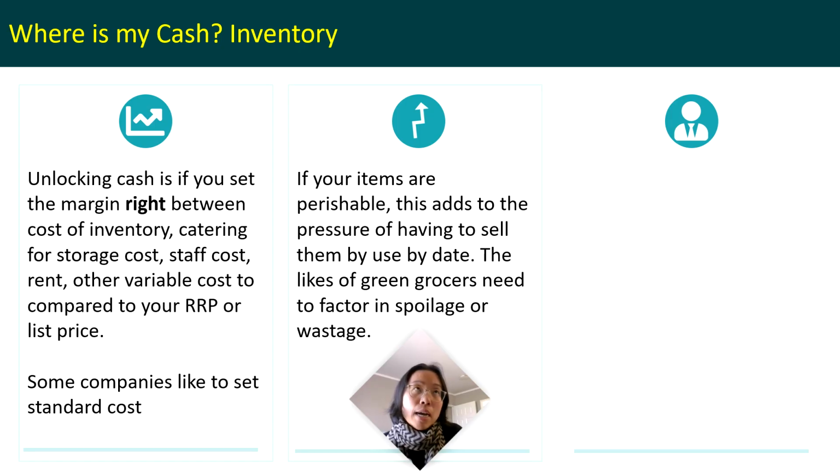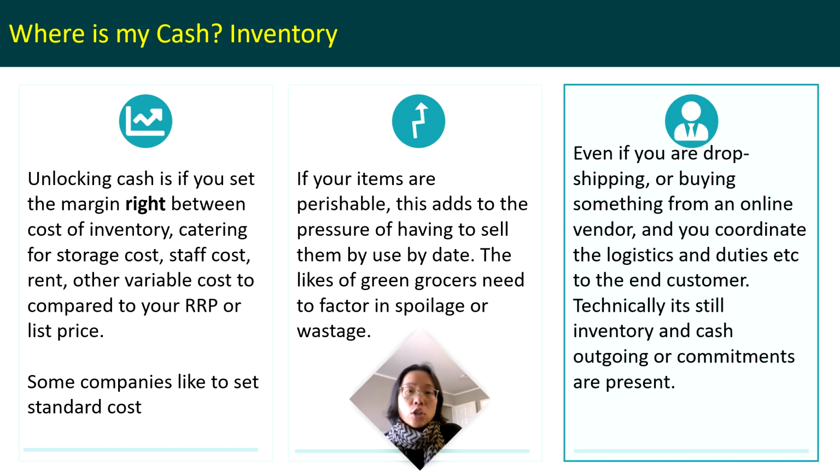So bear in mind, if your items are perishable, this adds to the pressure of having to sell them by a certain expiry date or use by date. So the likes of greengrocers need to factor in spoilage or wastage. Even if you are drop shipping or buying something from an online vendor, you need to coordinate logistics and duties and customs with it. Technically, it is still classified as inventory, and it is a cash outgoing or commitment.